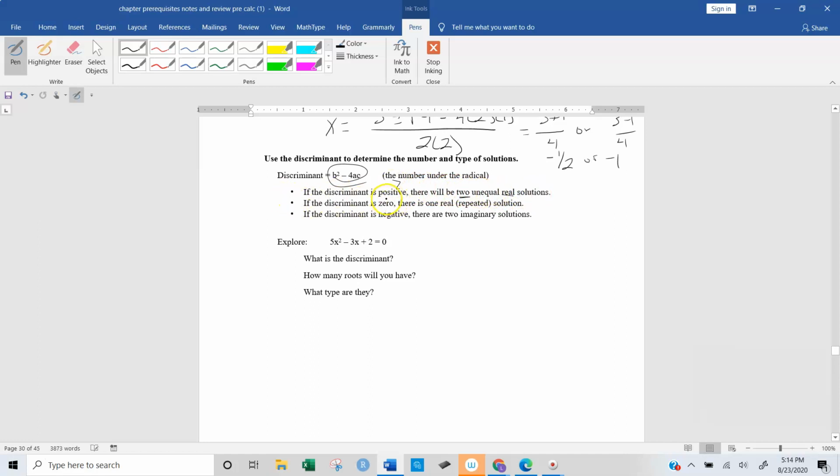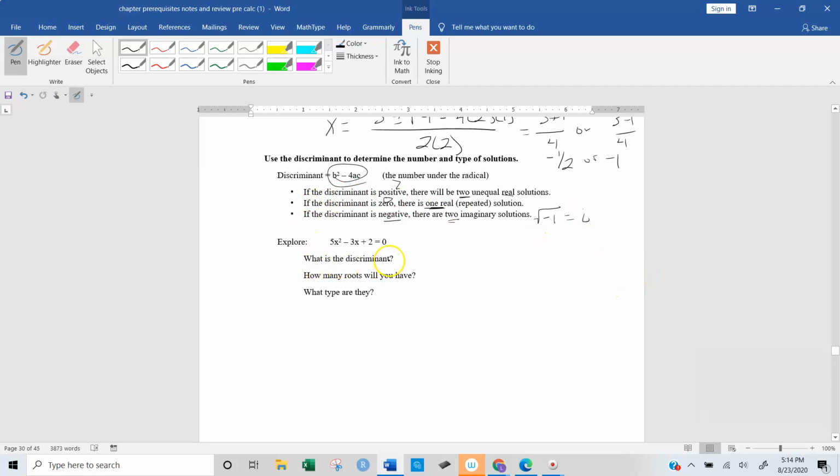If the discriminant is 0, there's only one solution because the square root of 0 is just 0. There's not 2 answers there. If it is negative, there are 2 again, but now they're imaginary. It's like the square root of a -1 is i, if you remember. So we have imaginary solutions here.